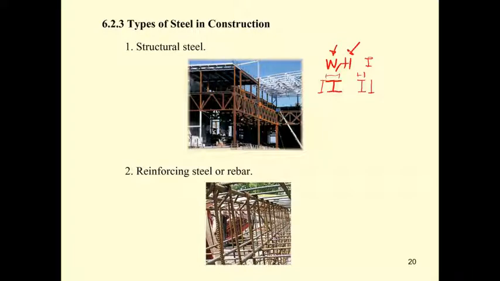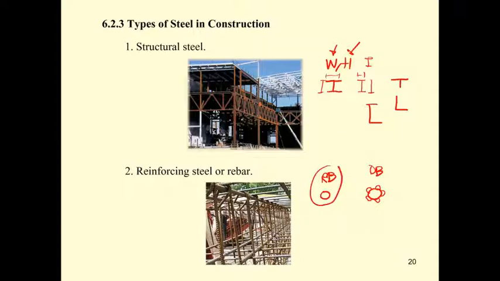Sometimes you may have some other sections such as the T, the L, the C. That is going to be the structural steel. For the reinforcing steel or rebar, we have this, the RB, and another one we have this kind of thing to increase the bond between the steel and the concrete. We call it deformed bar.